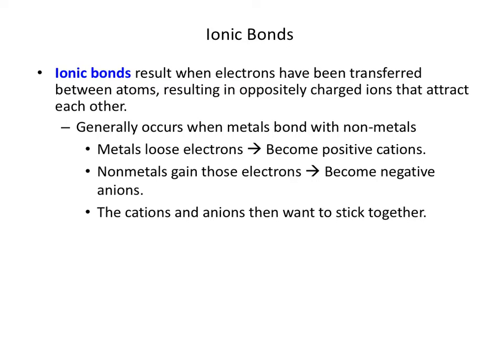So ionic bonds result when we have electrons being transferred between atoms. And when electrons are transferred, the atom that lost electrons becomes positive, the element that gained electrons becomes negative, and we know that opposite charges attract one another, and so those resulting ions want to stick together. Ionic bonds generally form when the metals are losing the electrons to become the positive cations, and the nonmetals are gaining those electrons to become the negative anions.